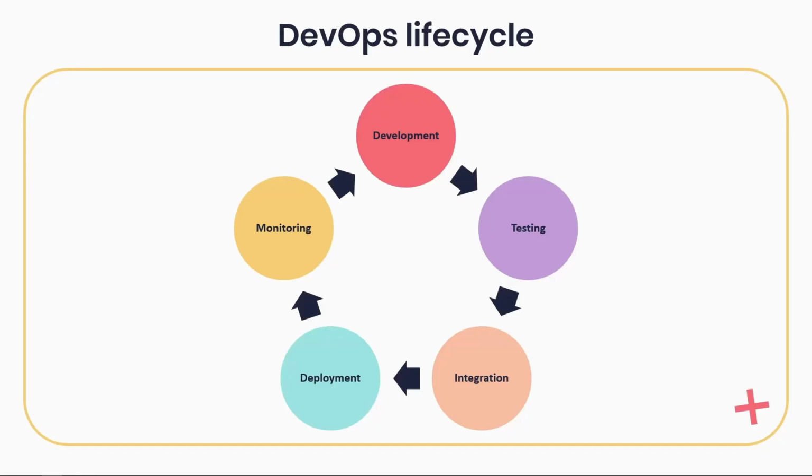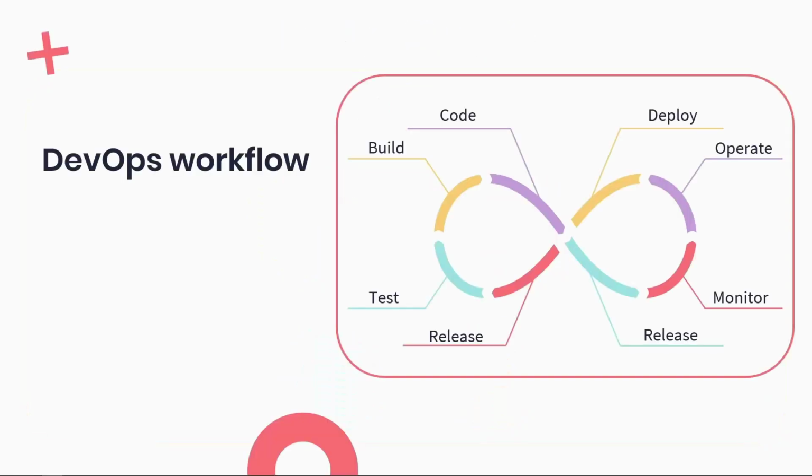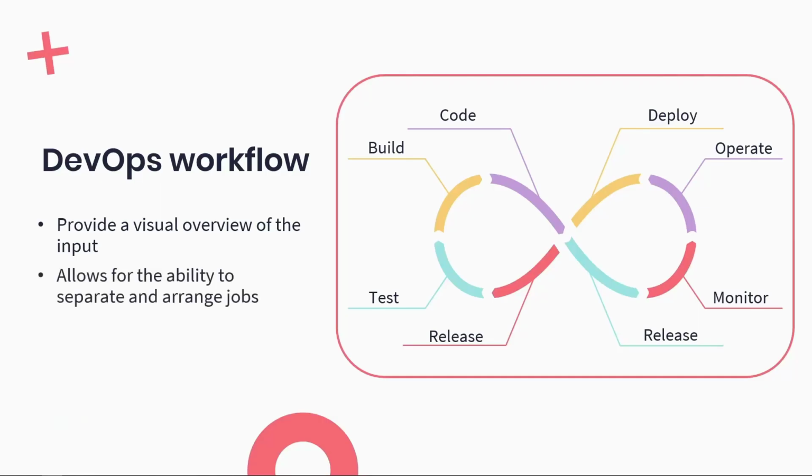Monitoring. In this phase, the operation team will take care of the inappropriate system behavior or bugs which are found in production. DevOps workflow provides a visual overview of the sequence in which input is provided. It also talks about actions performed and output generated for an operations process. Workflow allows for the ability to separate and arrange jobs, which are the top requests by the users. It also gives the ability to mirror their ideal processes in the configuration jobs.